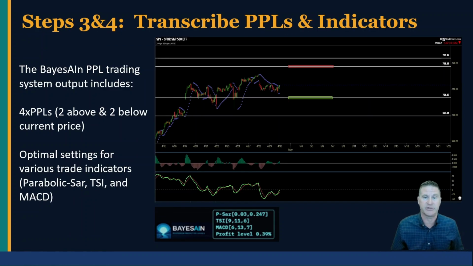This is an example from stockcharts.com. There are lots of others out there. You can see here you have the parabolic SAR, MACD, and TSI. The red line is your resistance level identified from the algorithm, and the green box is the support level.